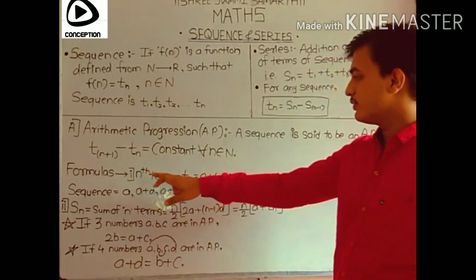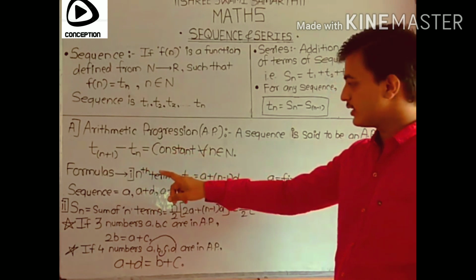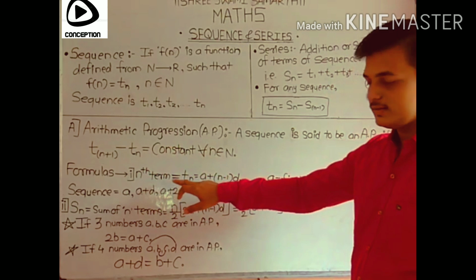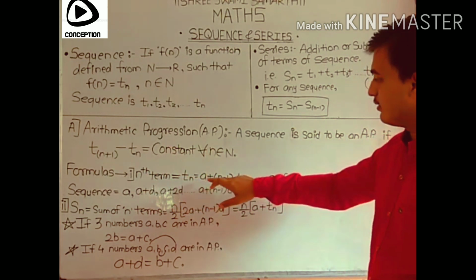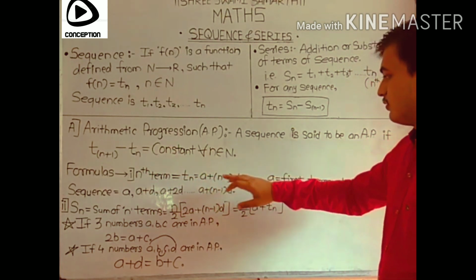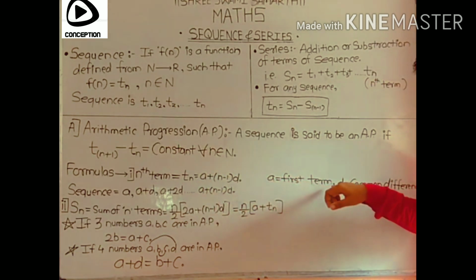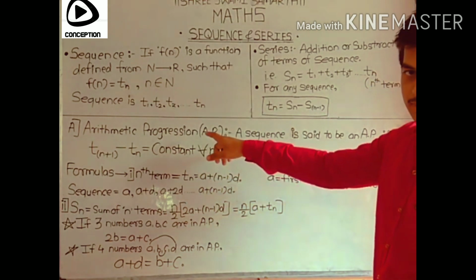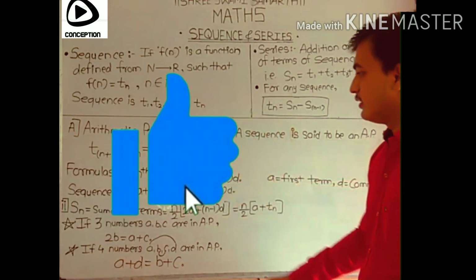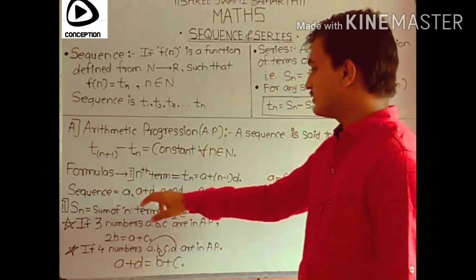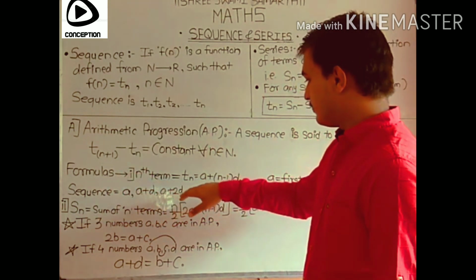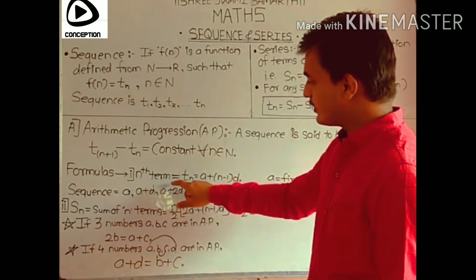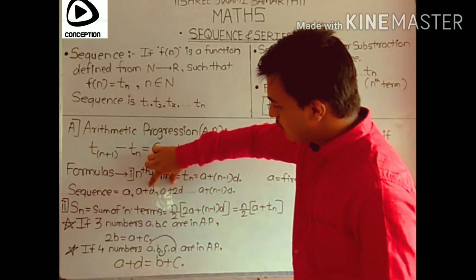The first formula, which is very common and very useful for us, is the nth term of an AP. The formula is Tn is equal to A plus (n minus 1)D, where A is the first term of the AP and D is the common difference which we explained in the definition of arithmetic progression. So the sequence of an AP can be written as A, A plus D, A plus 2D up to A plus (n minus 1)D. If we calculate the difference between any two consecutive terms, it will be D.